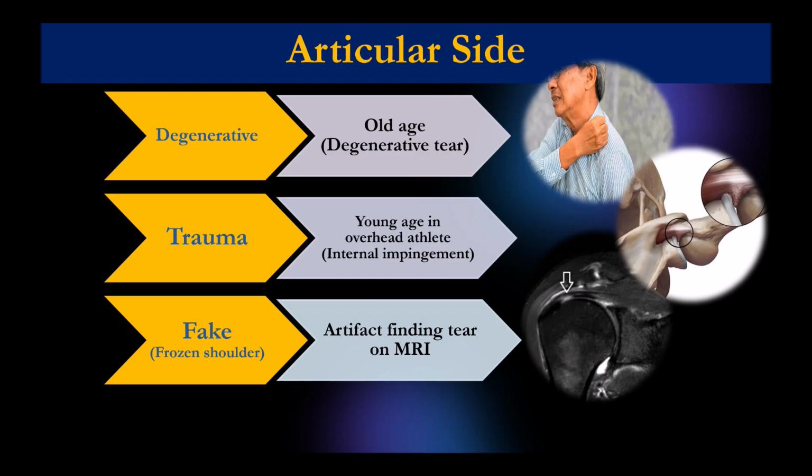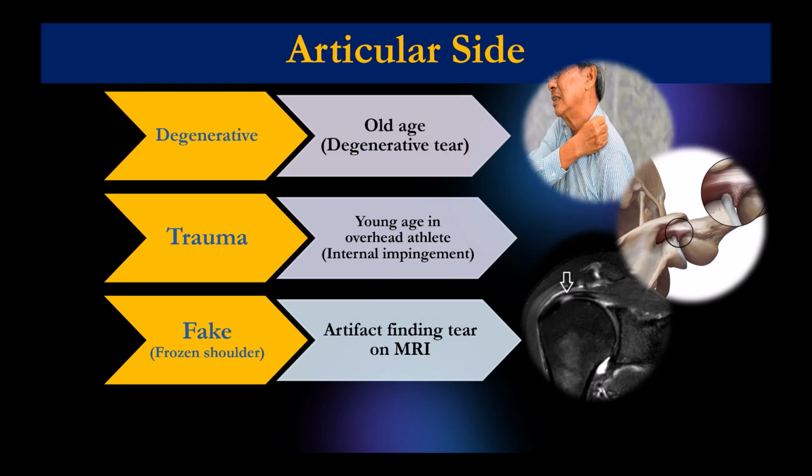Yeah. So in the aging rotator cuff, the tear always starts on the articular side, right? You see a lot of articular side tears. Sometimes they have no symptoms; you can see them on MRI. The second is from trauma, which is in the young, especially in overhead athletes, right? Internal impingement can cause an articular side tear of the rotator cuff.